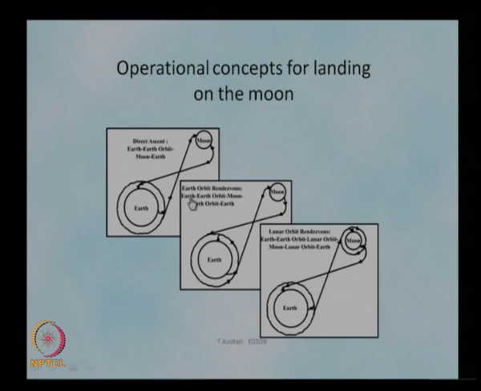Or we can have an earth orbit rendezvous, where the earth orbit will be the first stage, and then it will go directly to the moon and land on the moon, and then take off from the moon directly, go one round around the earth, and then land on the earth. So, this is another concept which can be employed. Or the other one is lunar orbit rendezvous, where along with the earth orbit it will go one round around the moon's orbit, and then come back to land on the moon, then take off from the moon, and come back to the earth. So, these are the different operational concepts for landing on the moon.